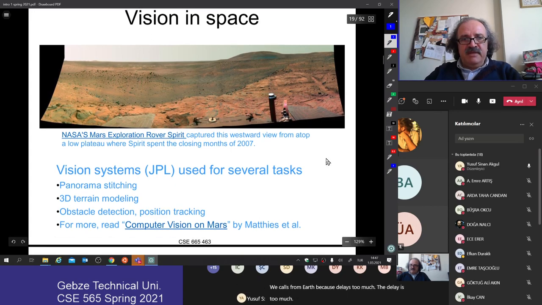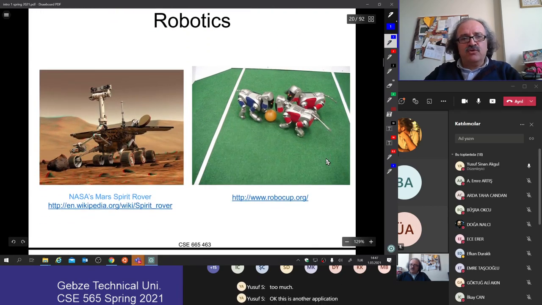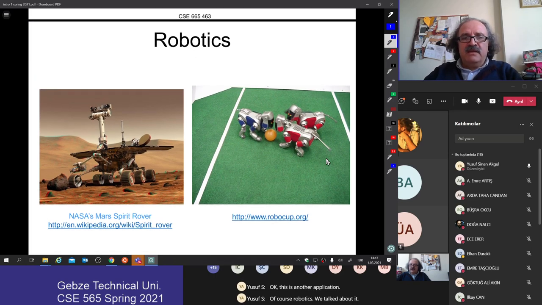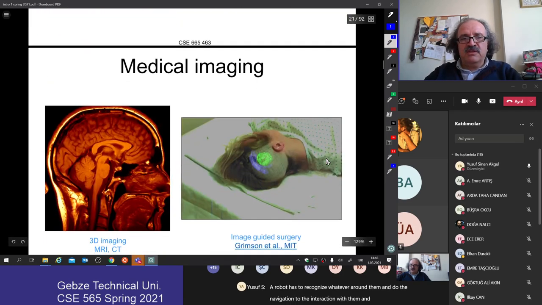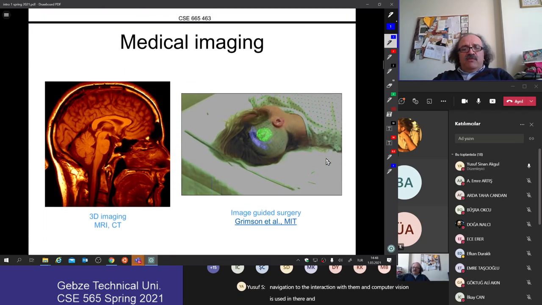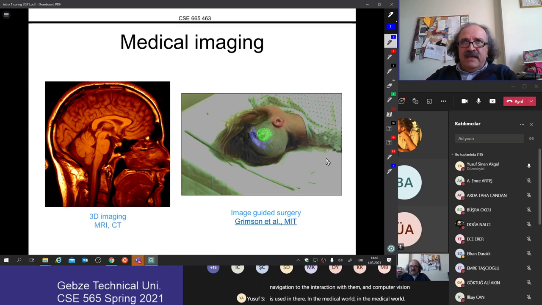Okay, this is another application. Of course, robotics, we talked about it. The robots have to recognize whatever is around them and do the navigation and the interaction with them, and computer vision is used in there. In the medical world, first of all, the idea is whatever the radiologist can do, we can do it like that, okay?